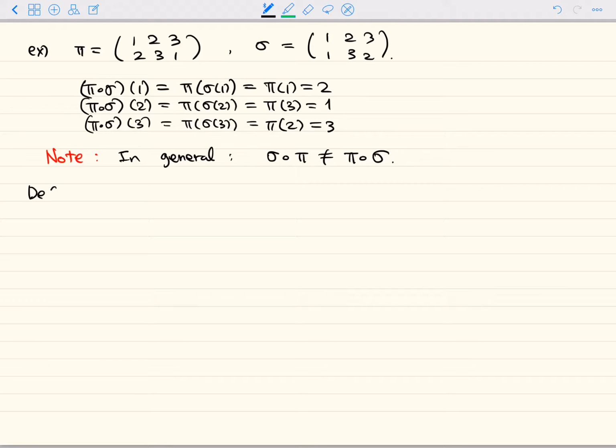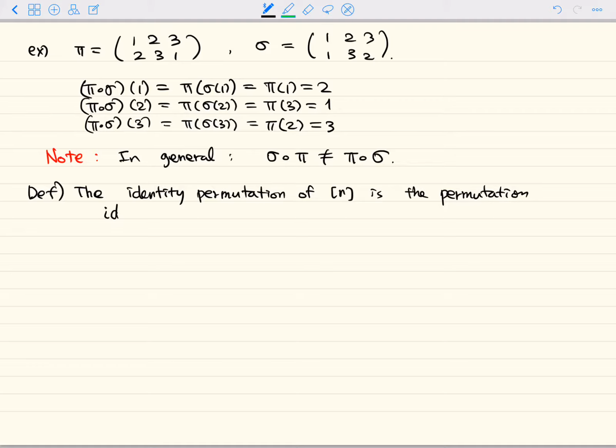All right. Now let me give you a definition of the identity permutation. The identity permutation of [n] is the permutation, which we will denote by ID from [n] to [n], given by this. As you can imagine, it takes every number to itself. So it's the identity function really.